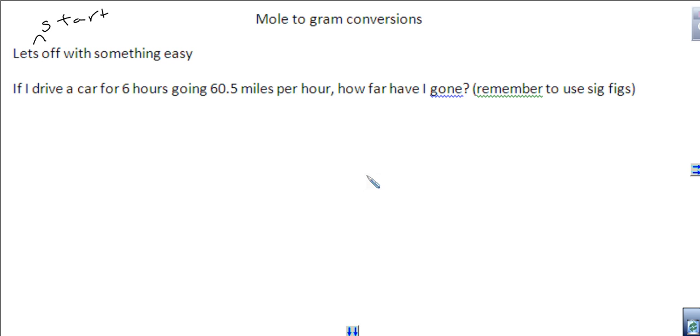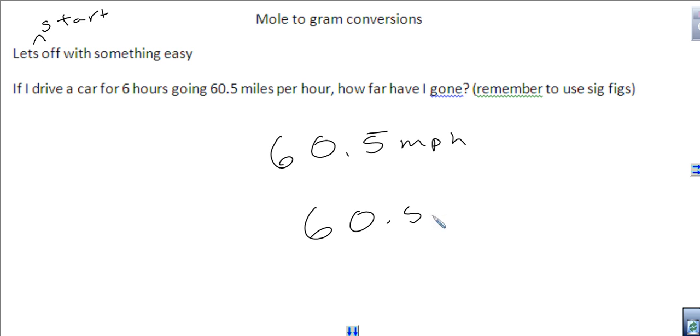So let's start off talking about mole to gram conversions. The way this is going to work, whenever we have a rate, which is what we have here, 60.5 miles per hour, we can write it like this, mph, or we can write it like this, 60.5 miles per hour. Now, if we want to extend that over, we can say that it's 60.5 miles per 1 hour. Now, why is that important?